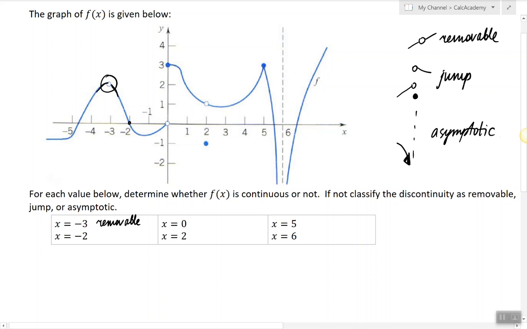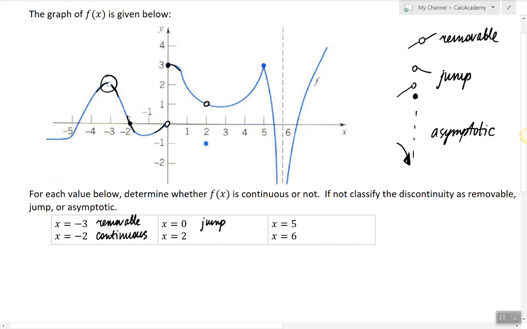So what happens at -2? Well, at -2 it looks like the function just goes right through it. So at -2 the function is continuous. What happens at 0? Again, we clearly see there is a break. And what type of discontinuity that is, we classify it as jump discontinuity.